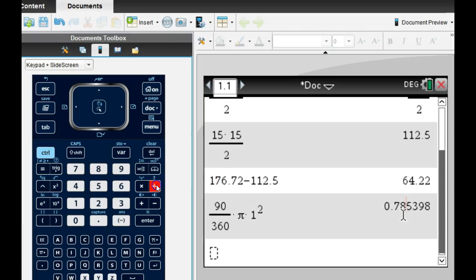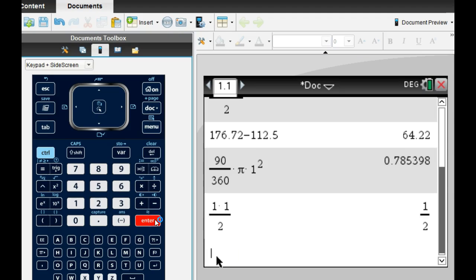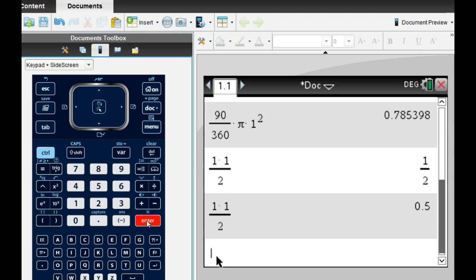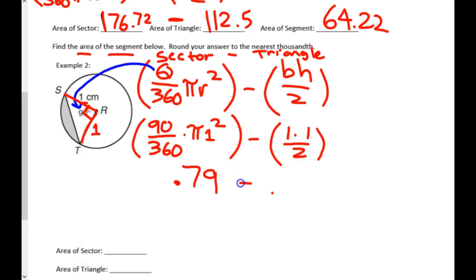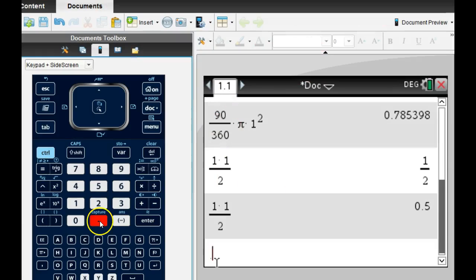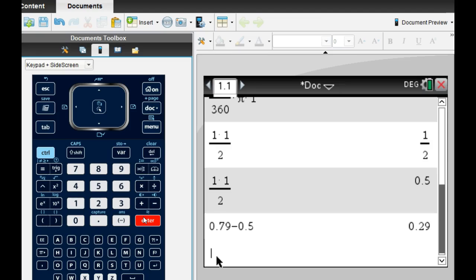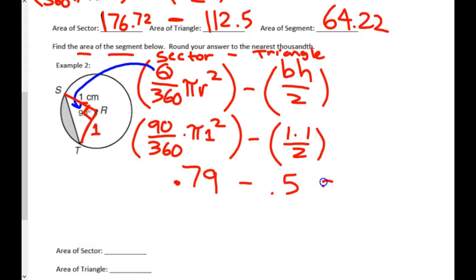But for you doubters and you haters, let's do this. 1 times 1 divided by 2. 0.5 when you hit Control Enter. So, minus 0.5. All we got to do for our final answer, 0.79 minus 0.5. 0.29 is our answer. And our units are centimeters.